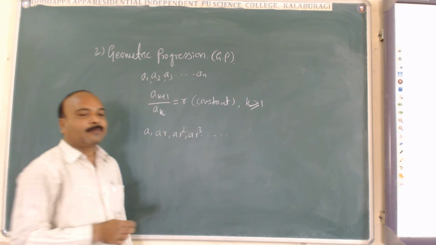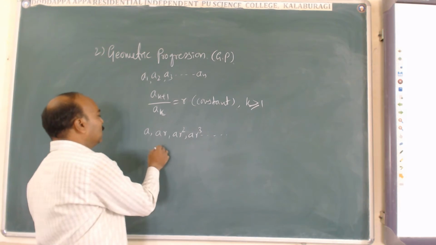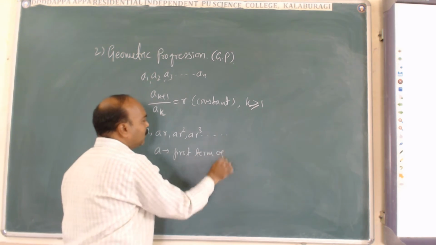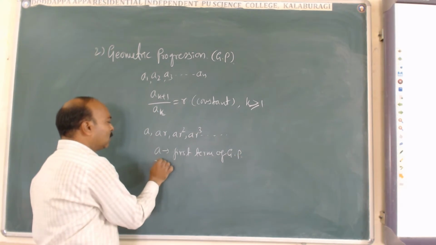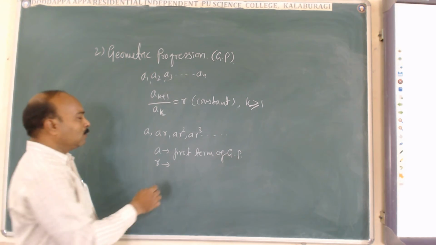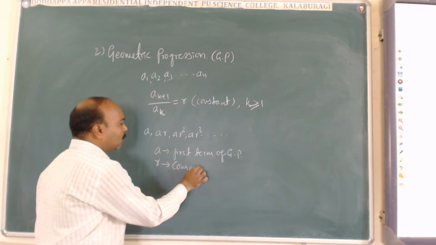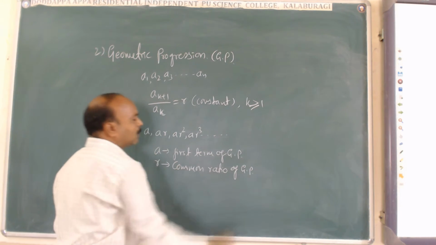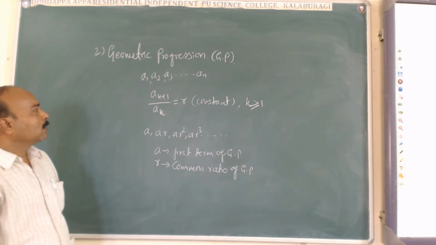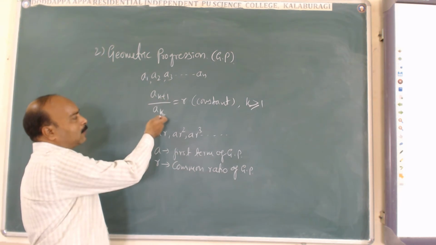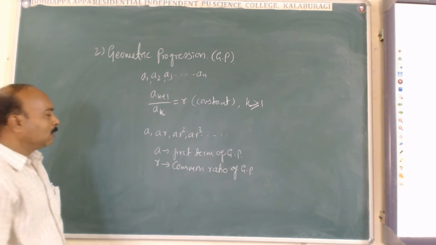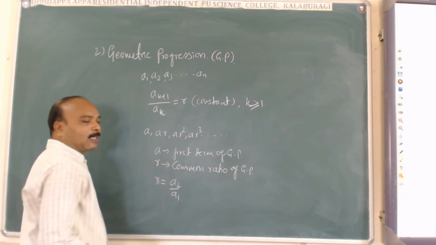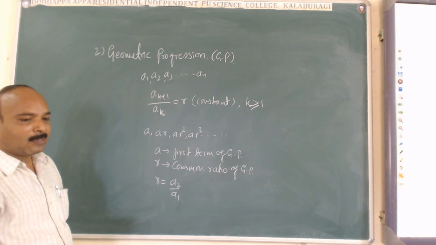So this is called a geometric progression. Here a is called the first term of the GP, and this r is called the common ratio of the geometric progression. Now this r is got by the formula a_(k+1) by a_k. So r is defined as a2 by a1, meaning any term by its previous term, and that you get the common ratio.